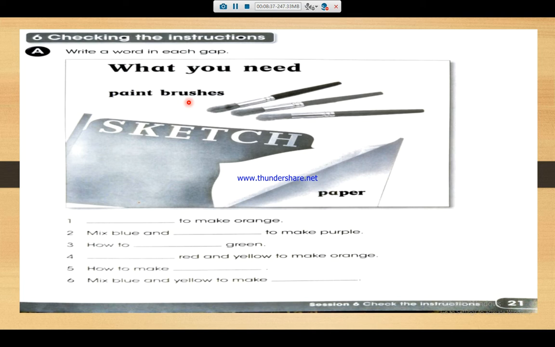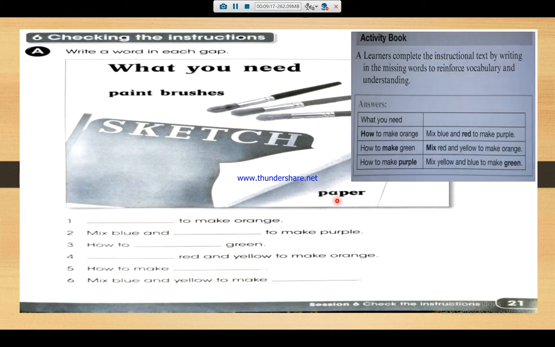Okay, in paint brushes I want you to take care of 2 important things. Number 1, the pronunciation of letter P with air coming out of your mouth. Okay, and the word brush ends with sh, so whenever we have a word that ends with sh, we put the plural form by adding es. Okay, so we have paint brushes. How many paint brushes do we have here? 3 paint brushes. Very good. And we have sketch piece of paper.